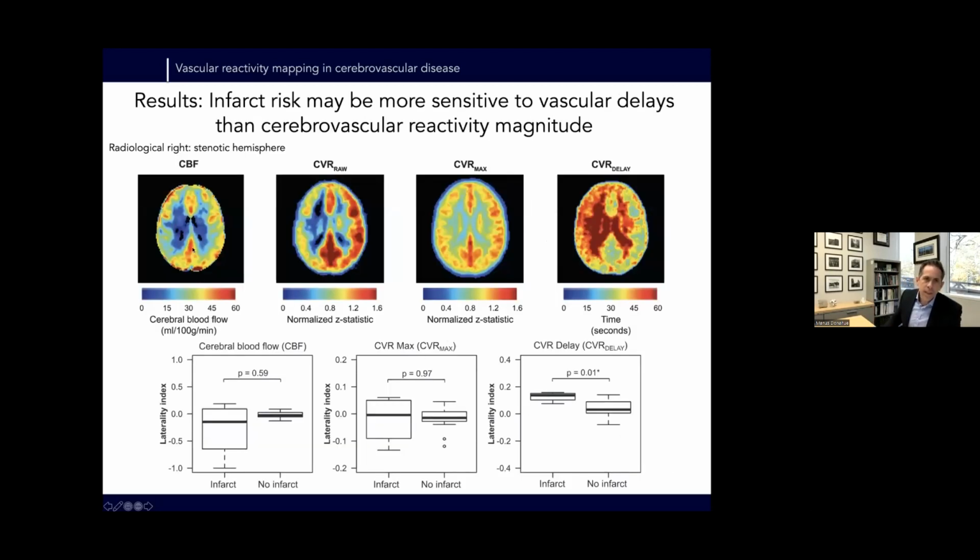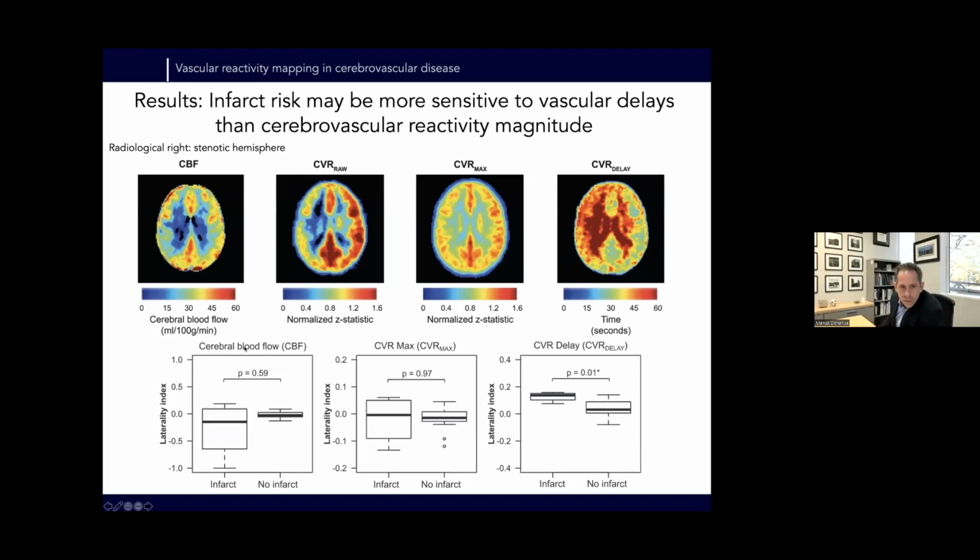And what do you see? Well, if you look at grouping the hemispheres by stenosis, that's great. We always show this in the paper. It looks really good. So the reactivity is always lower when you look at the stenotic hemisphere, that's radiological right here. Maximum reactivity is lower. The delays are super long. And the question is, does this correspond with those that develop new infarcts? And what you see is it's not so easy, actually.